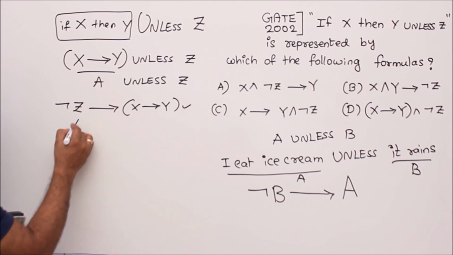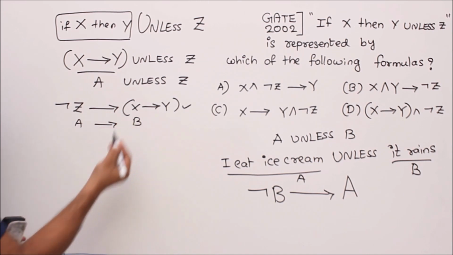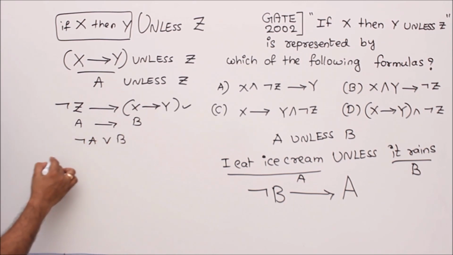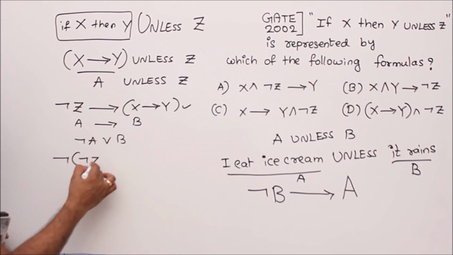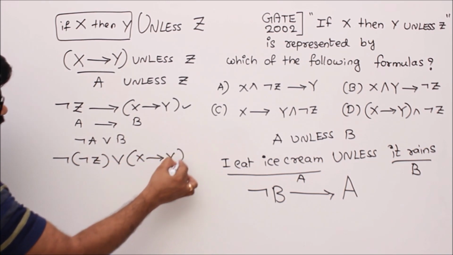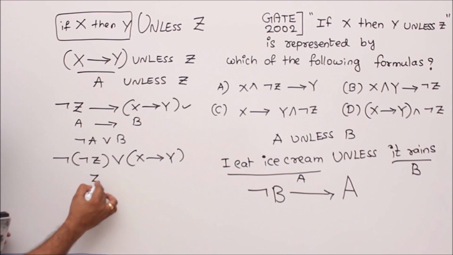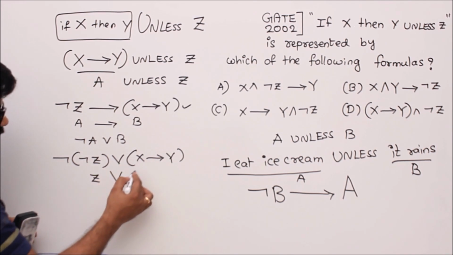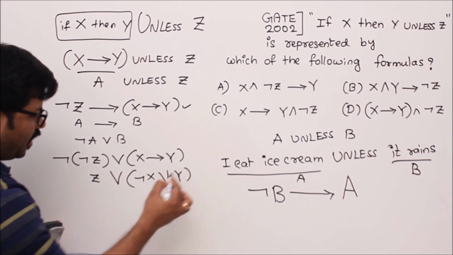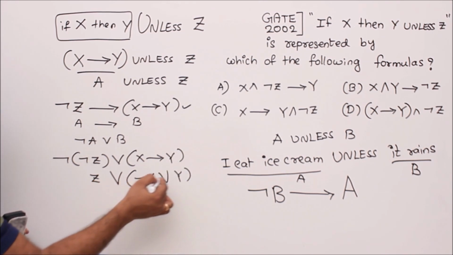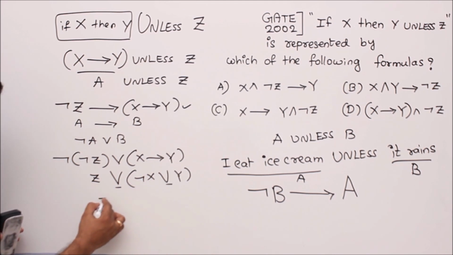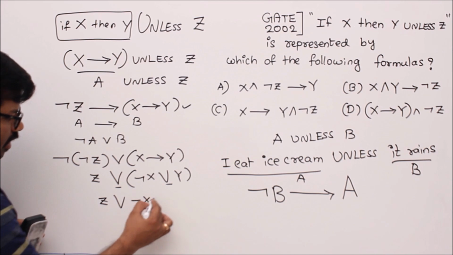So this is like A implies B, correct? Whenever you have A implies B, it will be negation A or B, isn't it? Negation of A is nothing but negation Z, or B. B is nothing but X implies Y. Now negation of negation Z is Z, isn't it? Or X implies Y, you might know that is negation X or Y, isn't it? Finally this becomes Z or negation X or Y. Since all are OR operators, they will become Z or negation X or Y.